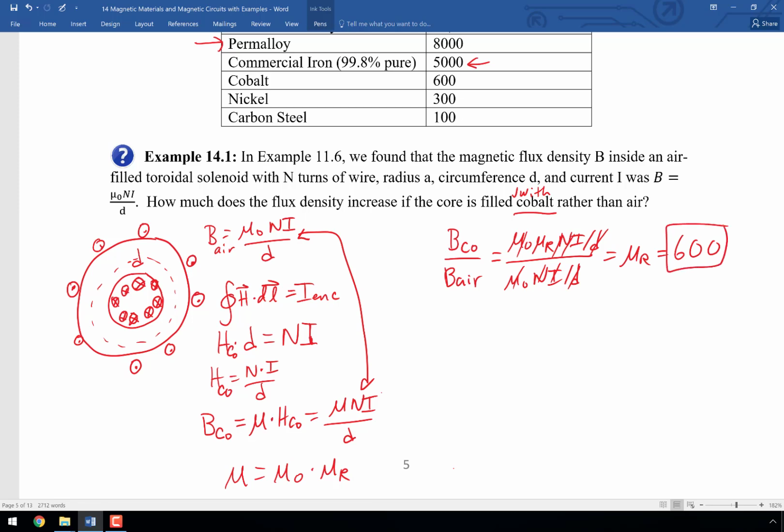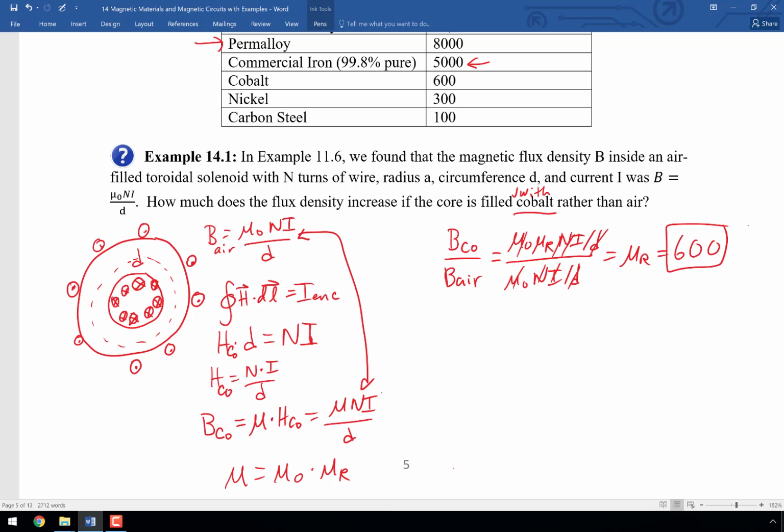So the flux density increased by a factor of 600 when we filled that core with cobalt rather than with air. You could imagine that if we'd used commercial iron, it would have increased by a factor of 5,000, or different materials, 8,000, 20,000, 200,000, and so forth. So you can really substantially increase the magnetic flux density by putting a ferromagnetic material in the core.